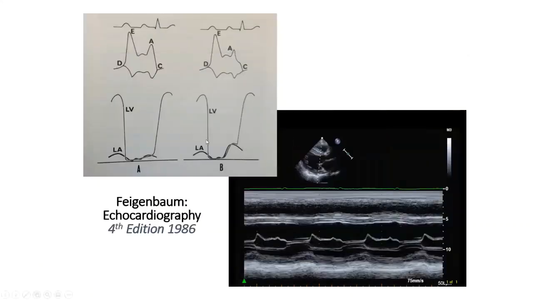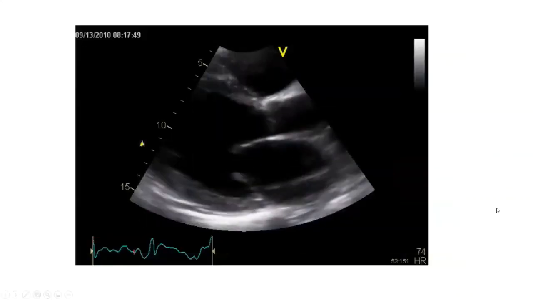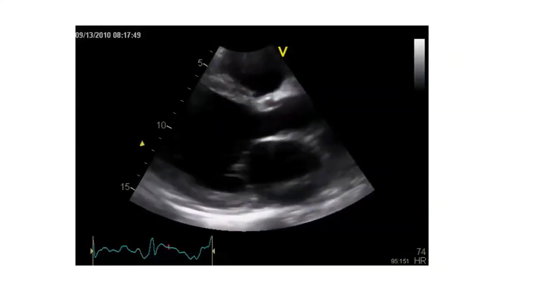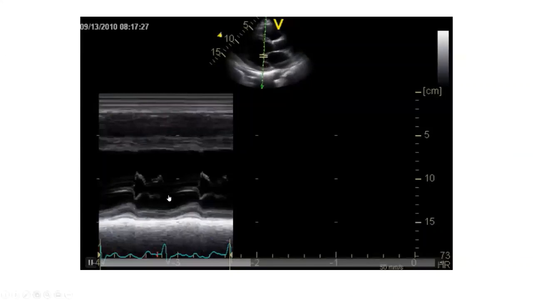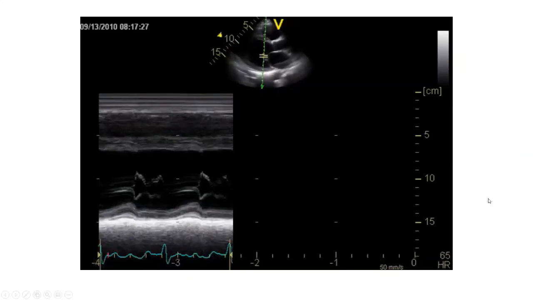And again, one has to go back to old textbooks to find even schematics of the E-point septal separation, low stroke volume, or the B bump indicative of high LVEDP. Now here's a patient that has a widened E-point septal separation, and as you see from the two-dimensional echo, the overall left ventricular function is quite poor and the stroke volume is low.